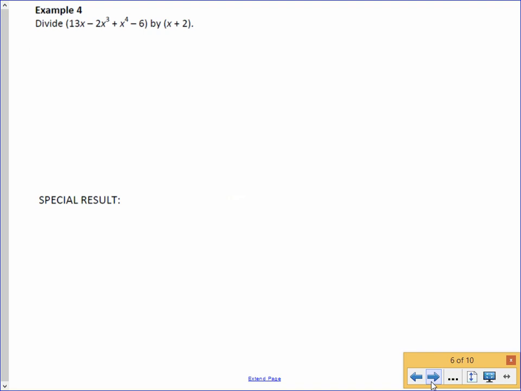Okay. So divide 13x minus 2x cubed plus x to the 4 minus 6 by x plus 2. I draw my L shape, and what's going along the top is going to be my coefficients. So I start with the highest degree.